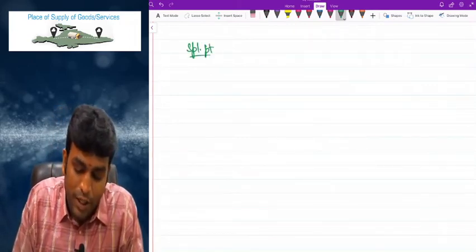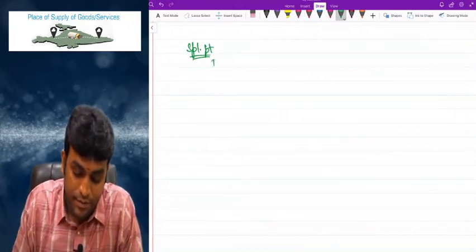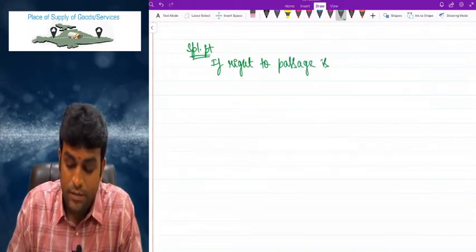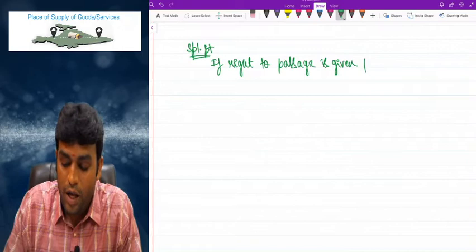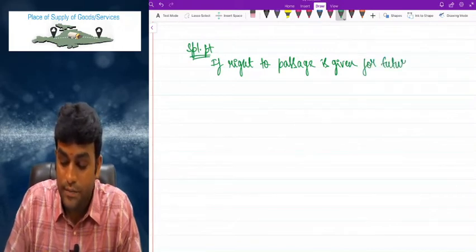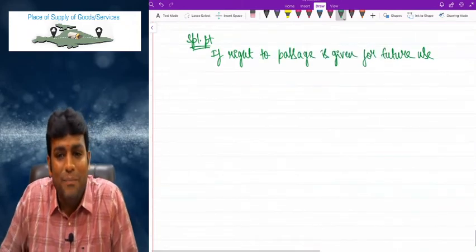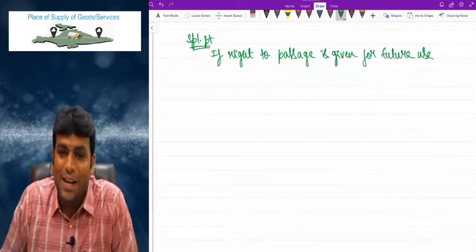The last special point they told is that if the right to passage is given for future use, that is something like we purchase some coupons. So for example, my dear friends, one example I'll tell you, sir.